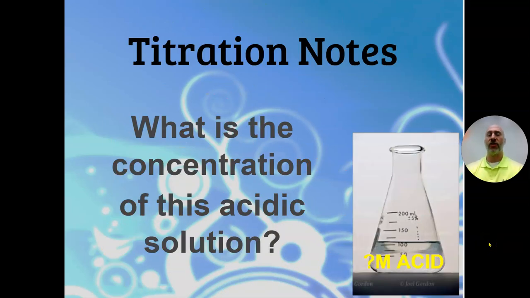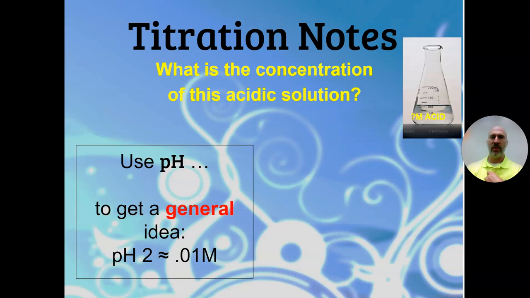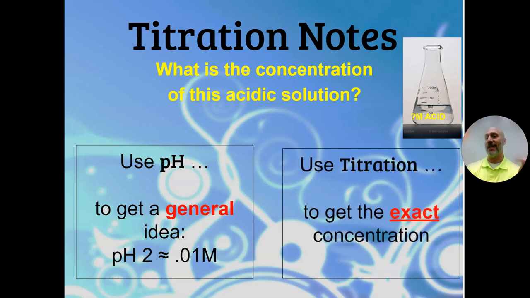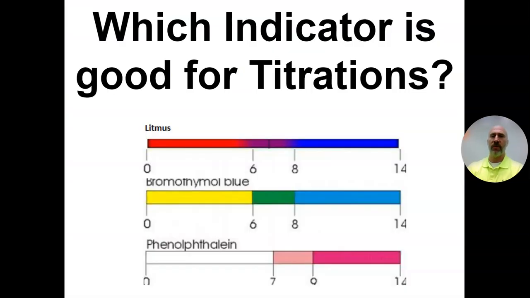Now, let's transfer our brains to titration. Titration is just the lab version of what we just did in that last problem. If I have some mystery acid that I don't know the molarity or the concentration of, we can do a titration to be able to figure out what it is, okay? So we're trying to figure out the molarity of this acidic solution. Now, we could use pH and some indicators maybe to get a general idea, right? But titration is going to give us the exact concentration. And that's why titration is important in chemistry, to be able to figure this out.